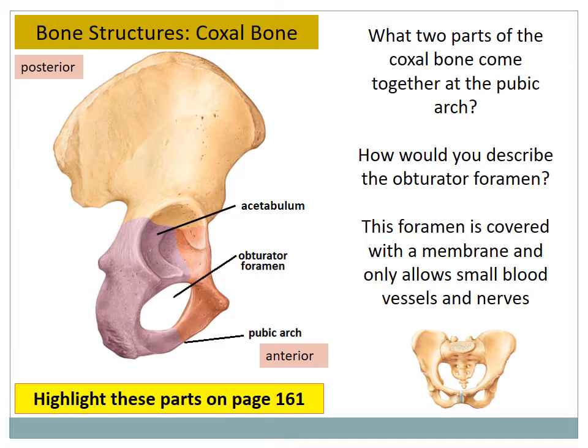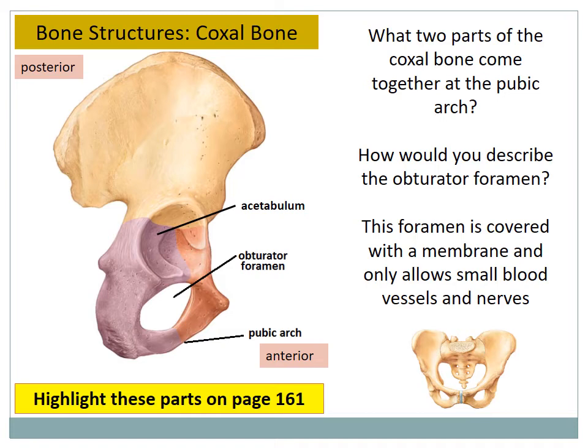Alrighty, so now we are looking at a few other things. We have the acetabulum, the obturator foramen, and the pubic arch. So we're going to take a look at those three things. What two parts of the coxal bone come together at the pubic arch? Yes, the ischium and the pubis. Where the ischium and the pubis come together, we find the pubic arch.